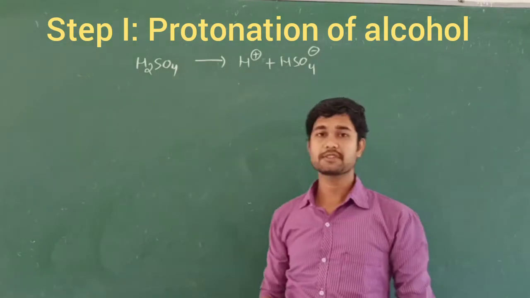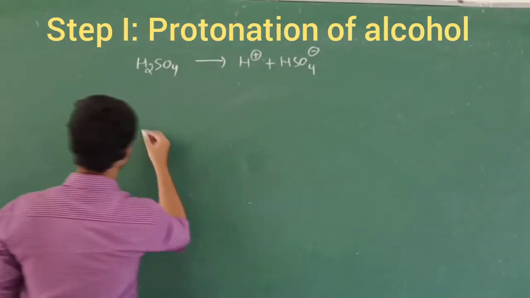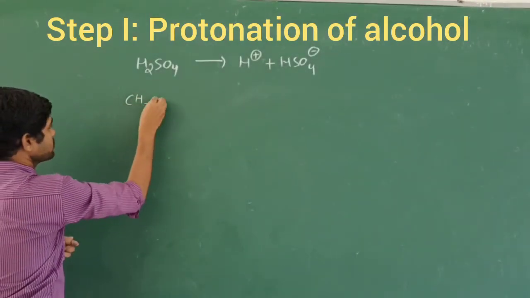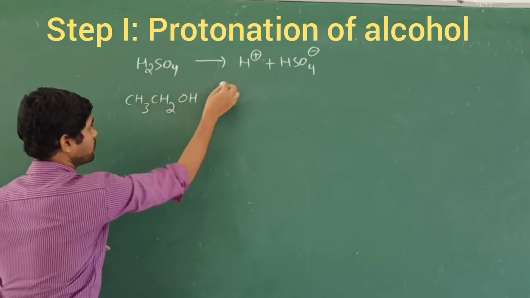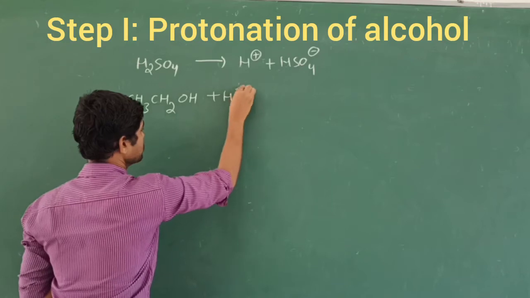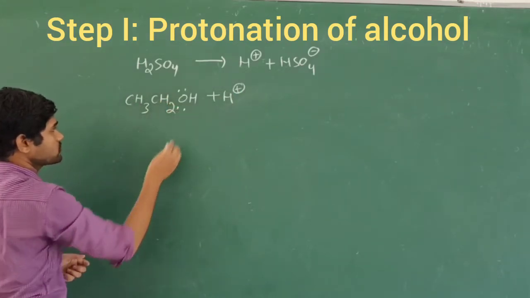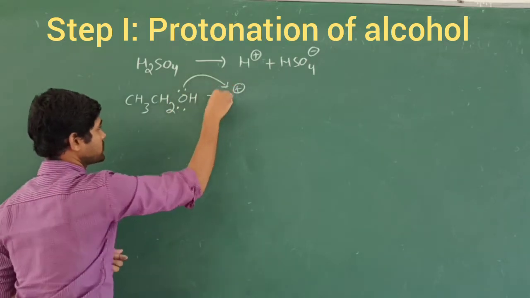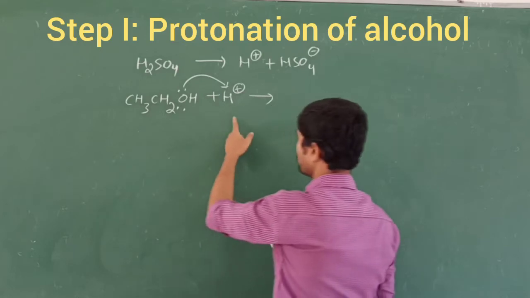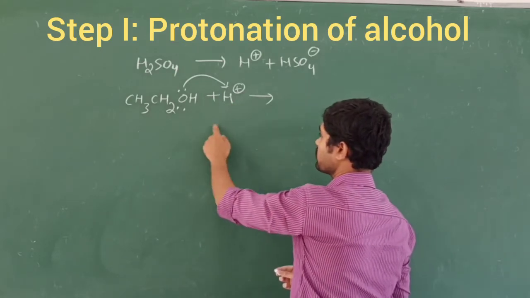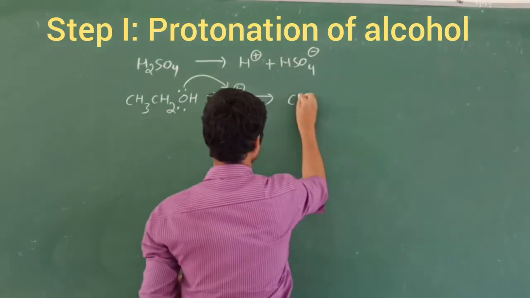This proton is going to react with the alcohol. I take the ethyl alcohol, CH3CH2OH. This is the ethyl group, and when ethyl alcohol reacts with H+, what happens? The lone pair of electrons on the oxygen atom is going to react with H+. So we obtain the protonation of an alcohol. This proton reacts with the alcohol. That is called protonation of alcohol.